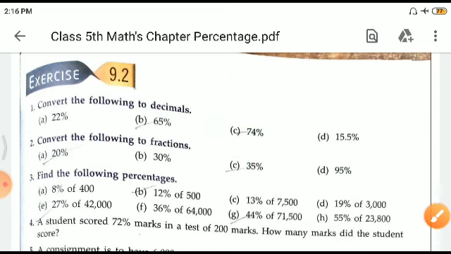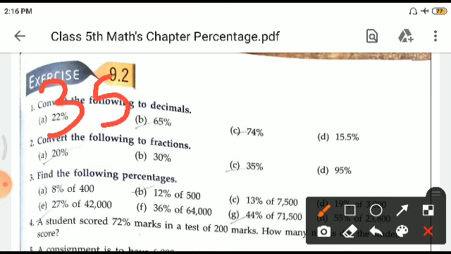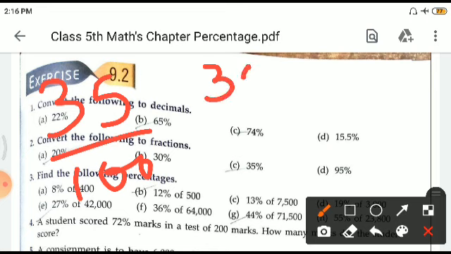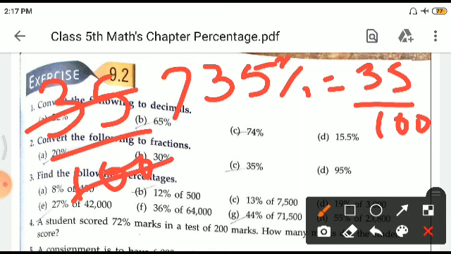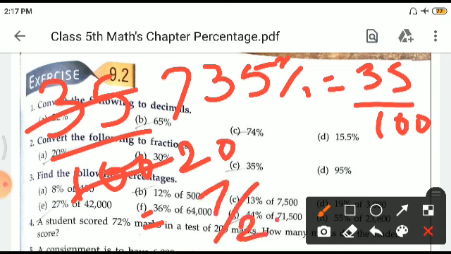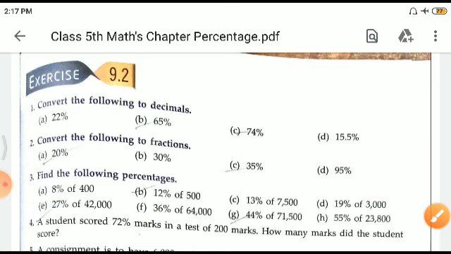Right, children? Okay. Now similarly for 35%, 35 upon 100, right? 35% you all know is equal to 35 upon 100. So now we will cancel out: 5 sevens are 35 and 5 twenties are 100. So we are getting the answer 7 upon 20, right? At the top there is 7 and beneath there is 20. So the answer will be 7 upon 20. Right, students?